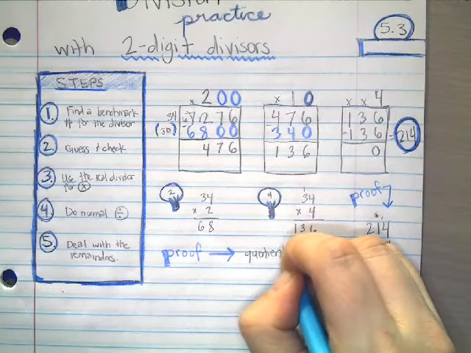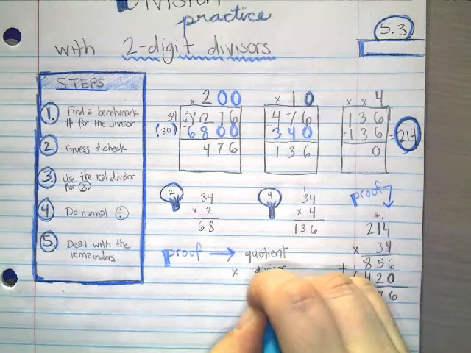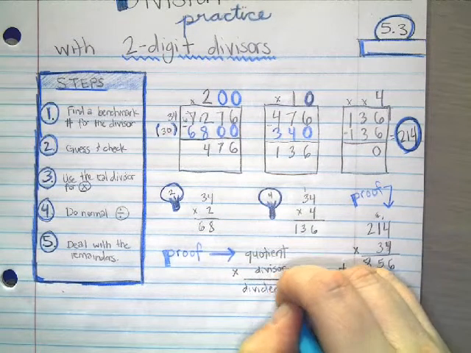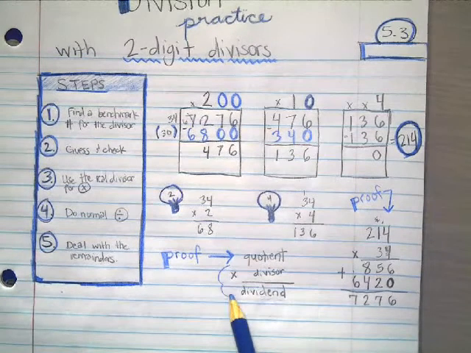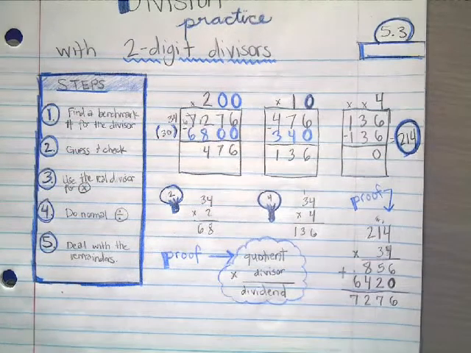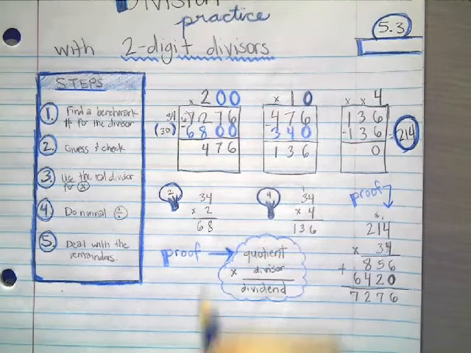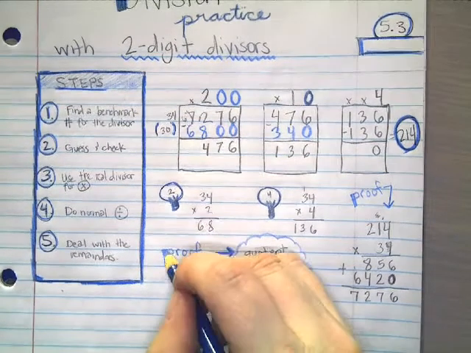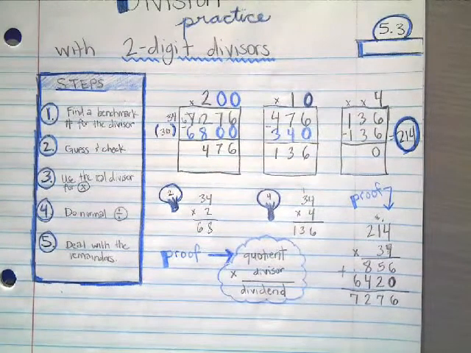How you prove something is you take the quotient multiplied by the divisor, and you should get the dividend. You're going to need to know how to do this, so don't think we were just doing it for fun. You might have to prove some things. So for proof, you take the quotient multiplied by the divisor, and it should give you the dividend.